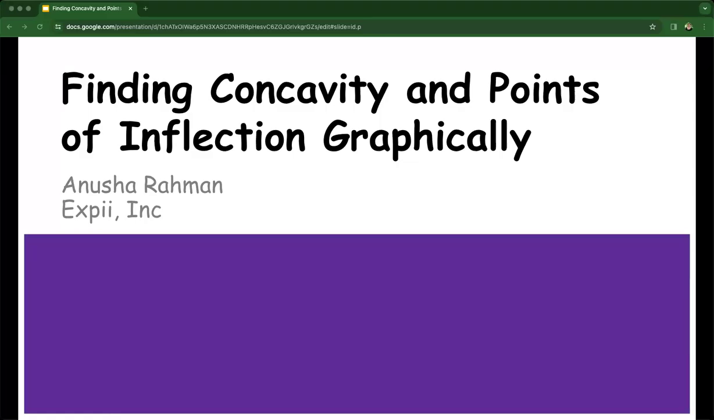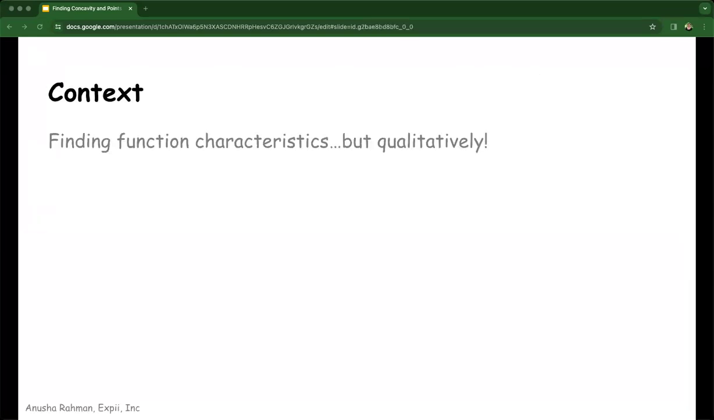Finding concavity and points of inflection graphically. In this section of lessons on function characteristics, we have been largely focusing on using qualitative methods. For example, when we talked about absolute extrema, we talked about looking at a graph to look for the highest or lowest point of a function over a given interval. Why is that the case? The reality is that we need some calculus to mathematically or quantitatively calculate these function characteristics.